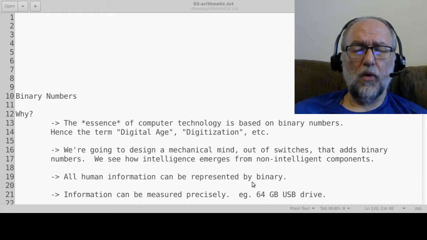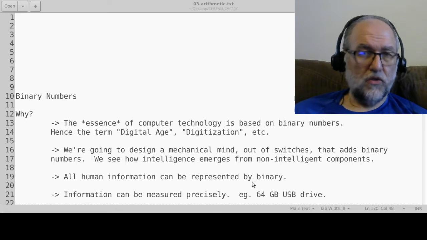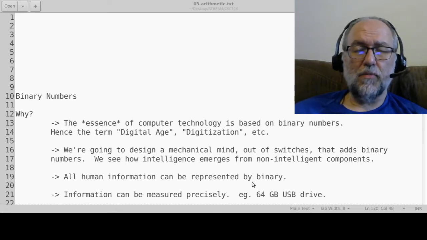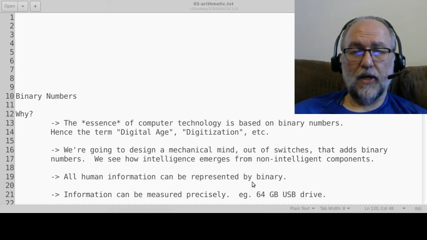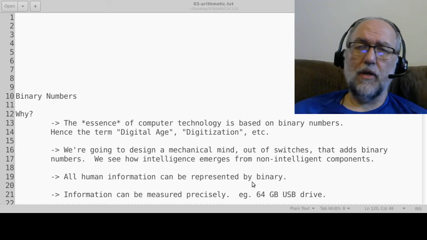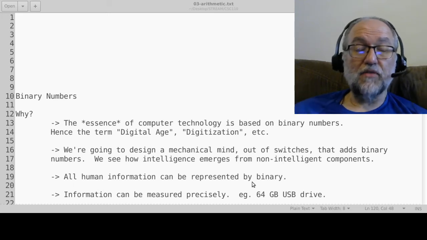And you might say, well, how does that work? Color can be represented as a sequence of ones and zeros, in other words, as binary. Pictures can be represented as binary. Audio can be represented as binary. Video can be represented as binary. X-rays can be represented as binary. Ultrasound, and other kinds of diagnostic information can be represented in binary.